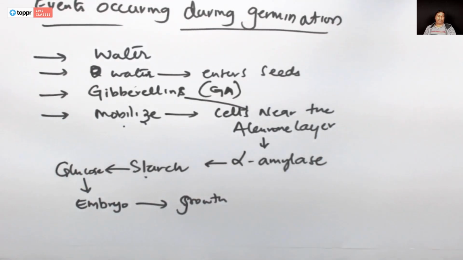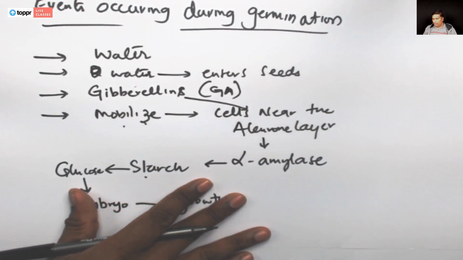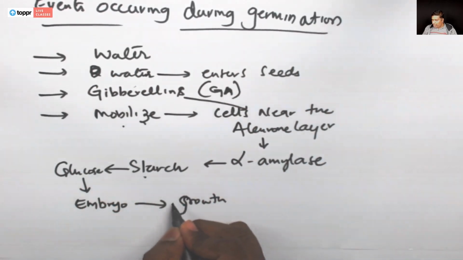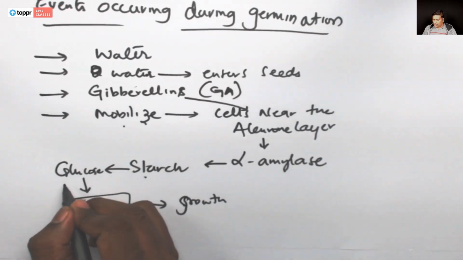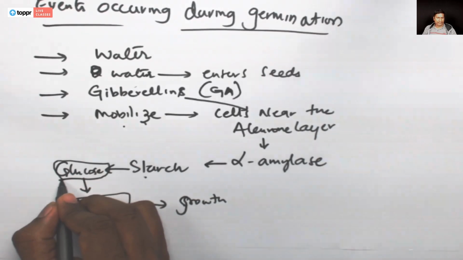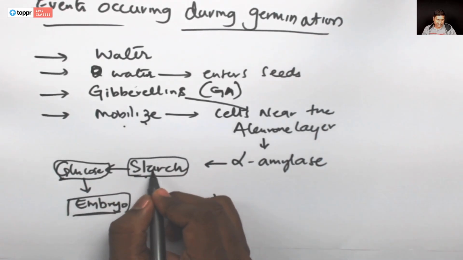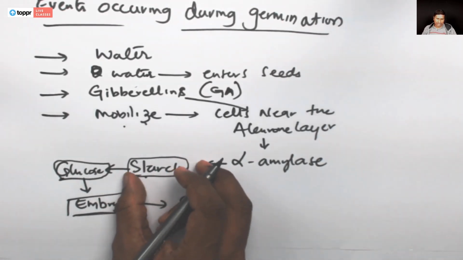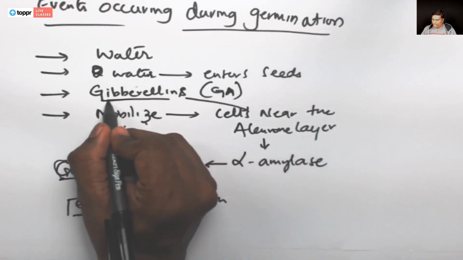It starts to grow. Basically all these events are occurring because the embryo needs energy for the growth, and in order to get the energy you need glucose. The raw material here is glucose. Now how do we get the glucose? The glucose is actually stored in the form of starch. It's not free, so the starch has to be broken. In order to break the starch you need to mobilize gibberellins.